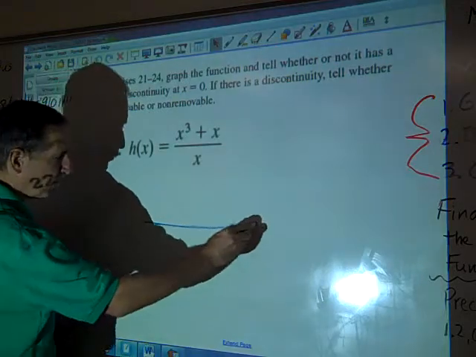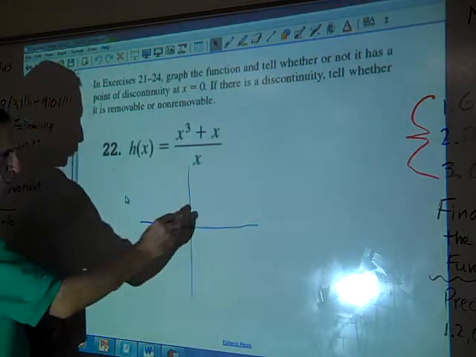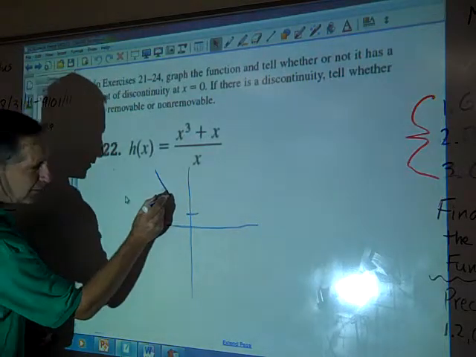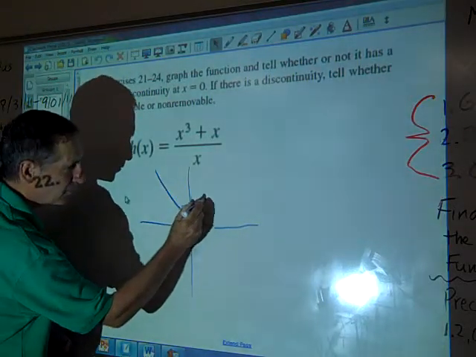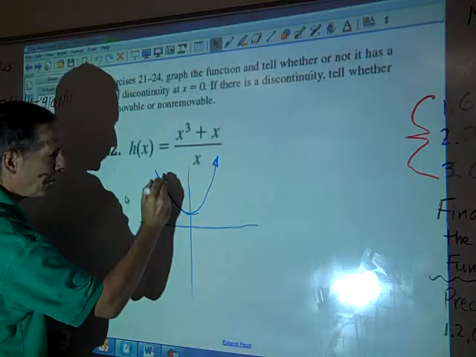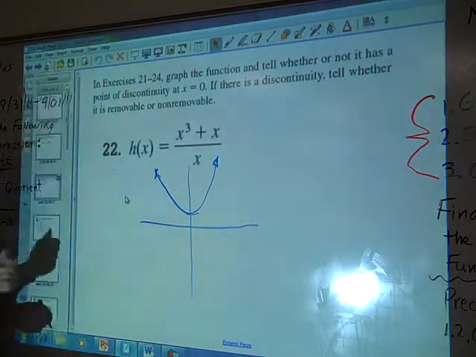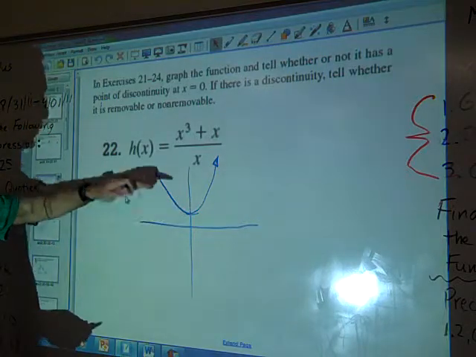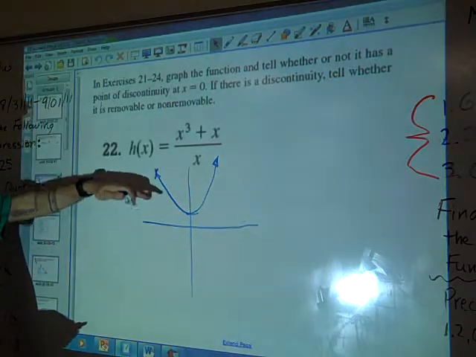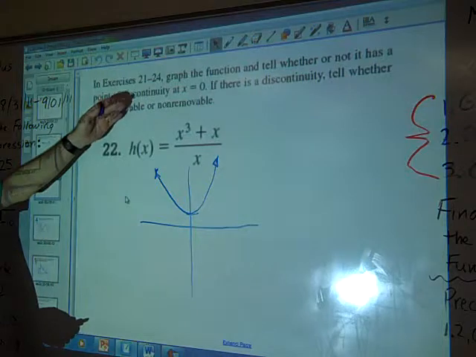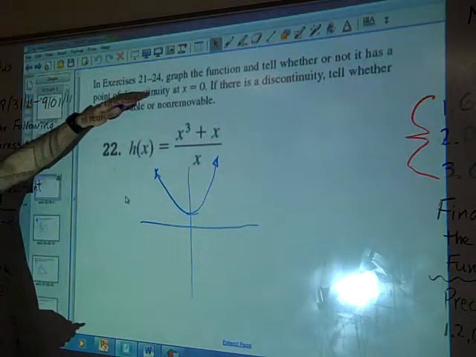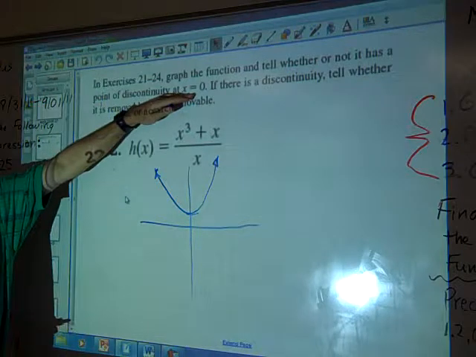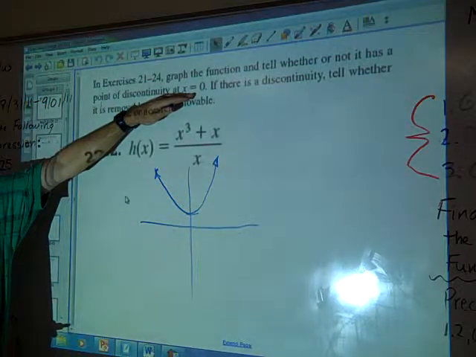And so, if we graph it, and I'm really working from memory at this time, it's going to look something like this. Am I right? Is that right? Something that's not really well drawn, but you see it. Now, is there a discontinuity? Tell whether or not it has a discontinuity at x equals 0.